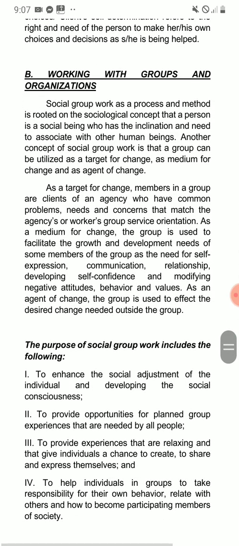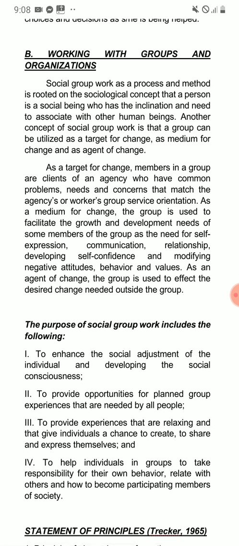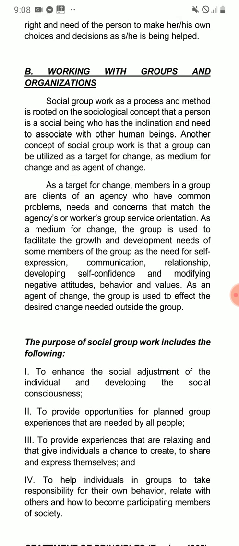Okay, next, we have working with groups and organizations. So, social group work as a process and method is rooted on the sociological concept that a person is a social being. Another concept of social group work is that a group can be utilized as a target of change, as medium for change, and as agent of change. So ngayon, sabi sa second paragraph, the group is used to facilitate the growth and development needs of some members of the group and as the need for self-expression.